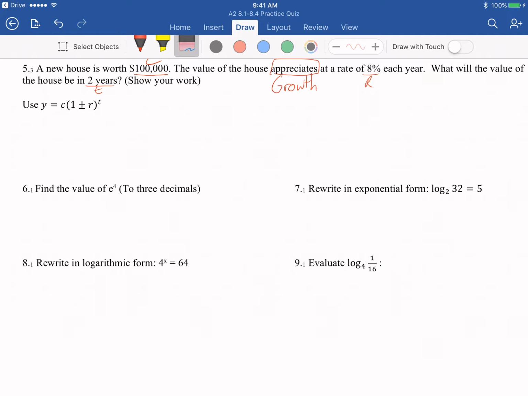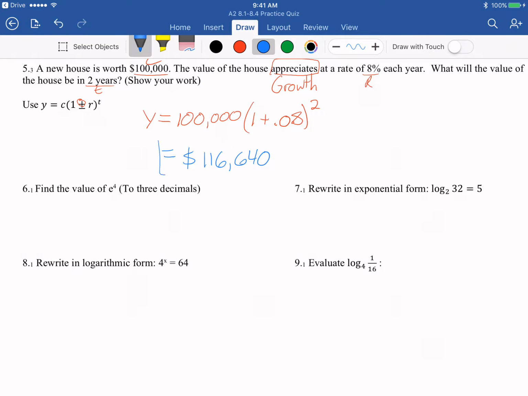So if I go through and plug these guys in, I get y equals 100,000. And 1 plus, okay, we're going to have plus because it's going to be growth. We have 1 plus my r, which is 0.08, and my time, which is 2. So again, if you plug all this in your calculator correctly, you should get that your house is worth $116,640 here. All right, so that's what you should get for your final answer for that house.